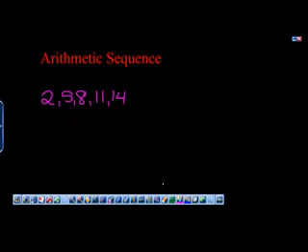Let's take a look at this sequence. What number needs to be added or subtracted to the previous term to get the next term? Between the 2 and the 5, we will add 3. 5 and 8, 3, and so on. You can check it down here with 11 and 14, again, is 3.